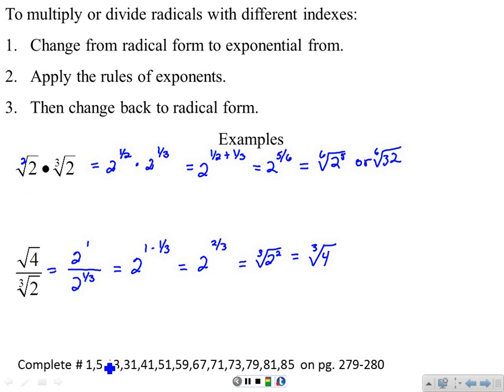So I want you to try these problems on page 279 and 280. Bring them into class if you have any questions.